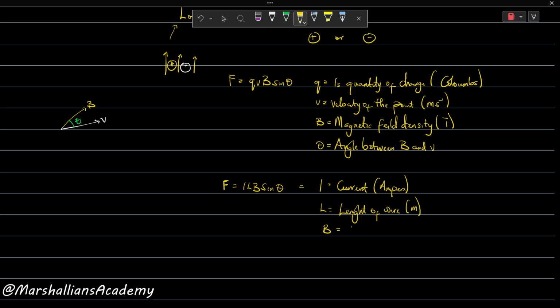What is B? We know B, the magnetic field density. And theta, we have to be very, very careful here. Now, theta has to be the angle between the current and the magnetic field. That is theta. So that's the angle between I and B.